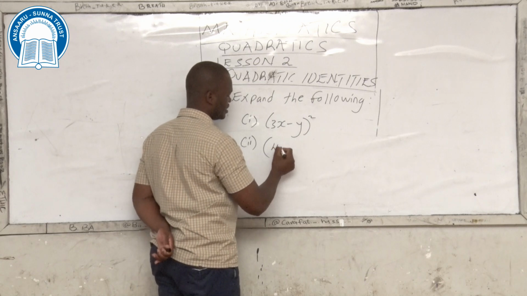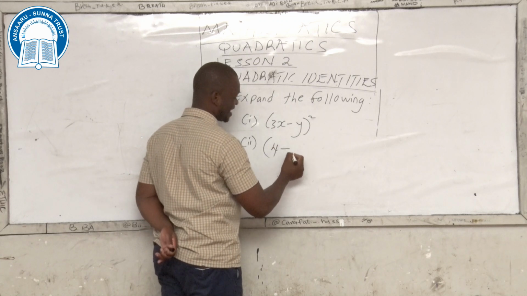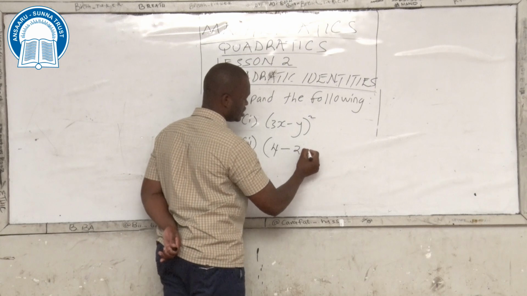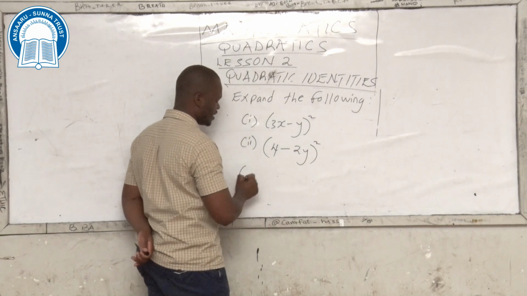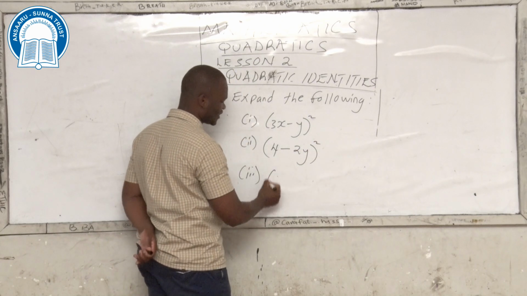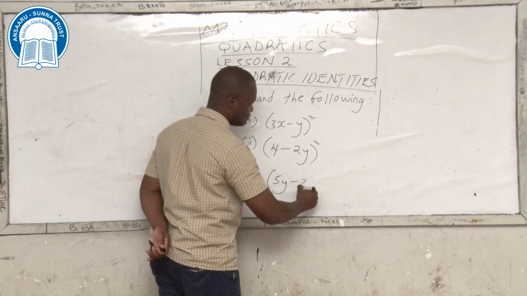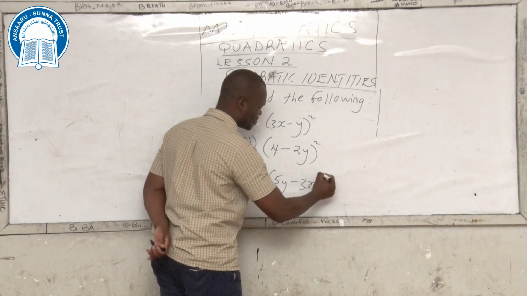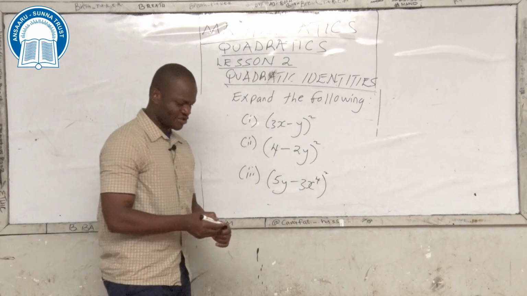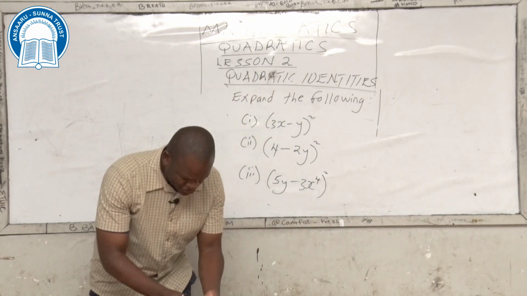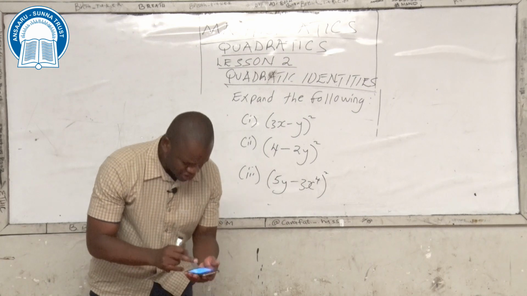We can have 4 minus 2y squared, and possibly the last one, let's have 5y minus 3x power 4 squared. So try to expand those ones. Those ones will be like a homework.